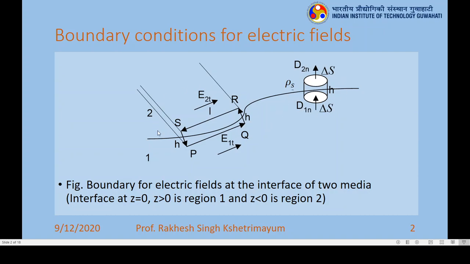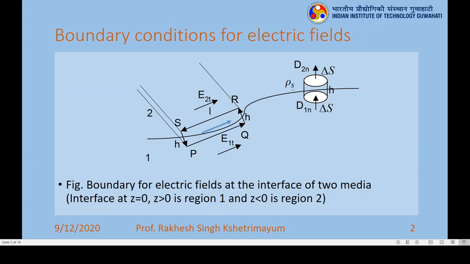What we'll see is that most of the boundary conditions are derived from the Maxwell equations, and the boundary conditions will be found for electrodynamic fields. It will not be only for electrostatics or magnetostatics. It will be for electrodynamic fields. Let us try to understand these two diagrams for the boundary condition for electric fields.